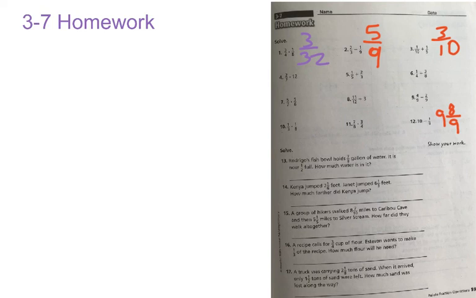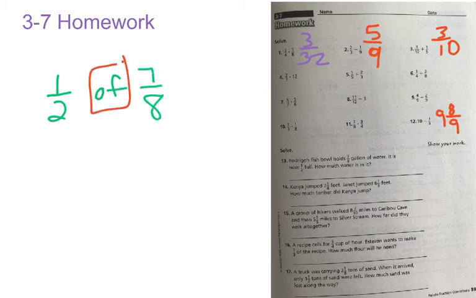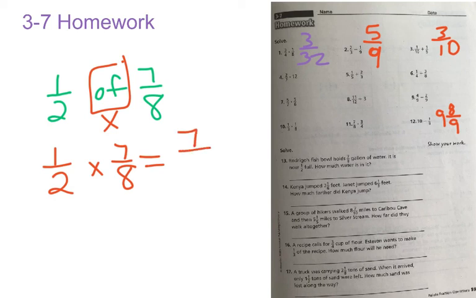Well, we need to know how much is 1/2 of 7/8. Well, we know when we have the word of, it means times. So we have 1/2 times 7/8. And we can go ahead and just multiply straight across. 1 times 7 is equal to 7. 2 times 8 is equal to 16. And so we have 7/16 gallons of water.